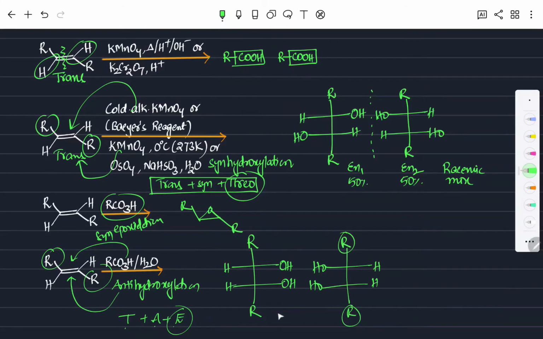In this case, if you rotate the second compound, because of the structure, we get the same compound, and it is a meso type of compound. Trans compound syn hydroxylation: threo. Trans compound anti-hydroxylation: erythro. Trans syn: threo. Trans anti-addition: erythro.